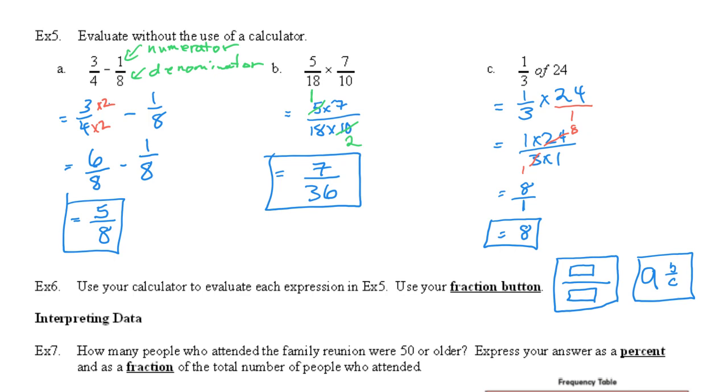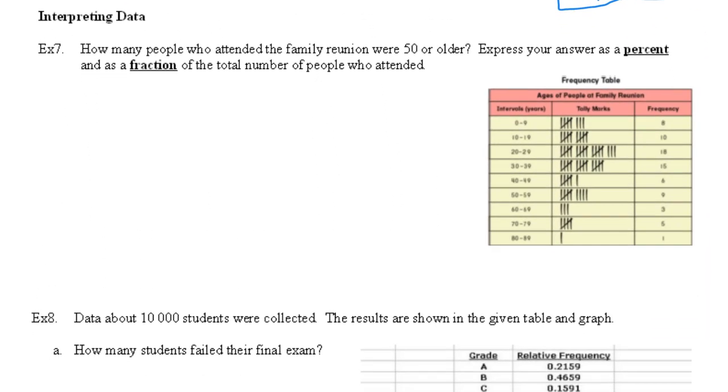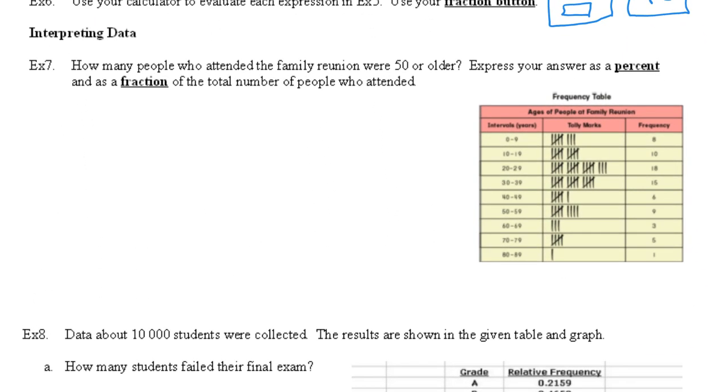All right, so now let's move on to interpreting data, okay? So this question says, how many people who attended the family reunion were older than 50? So now we have to express our answers as a percent. Okay, so remember that when we're talking about a percent, right, we need to know things like the total number of people that are over 50.